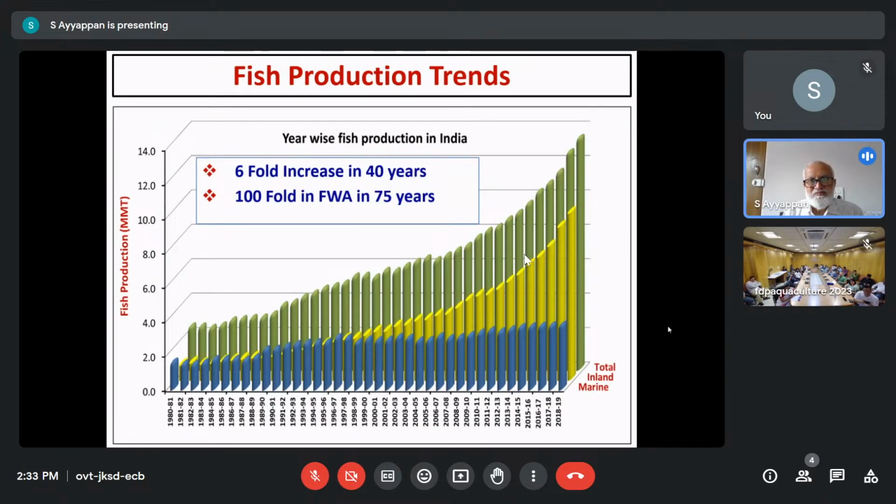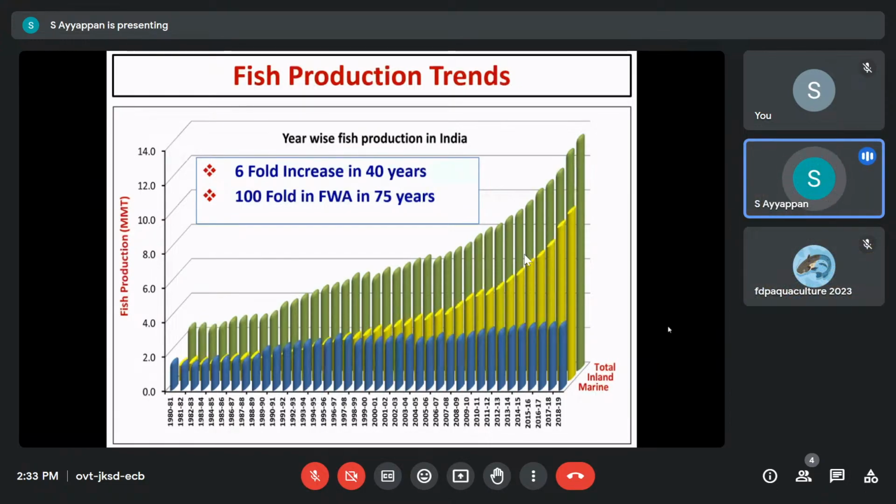Now, a six-fold increase in fish production in 40 years, and a 100-fold increase when it comes to freshwater aquaculture. I would like to repeat this very important one. Earlier we used to depend mostly on the seas for marine capture fisheries, but freshwater aquaculture from the small ponds of West Bengal, Orissa, Assam, and so on has increased, and in the last 35 years since independence, there is a 100-fold increase in freshwater aquaculture produce, and that is now more than 10 million tons from freshwater aquaculture.